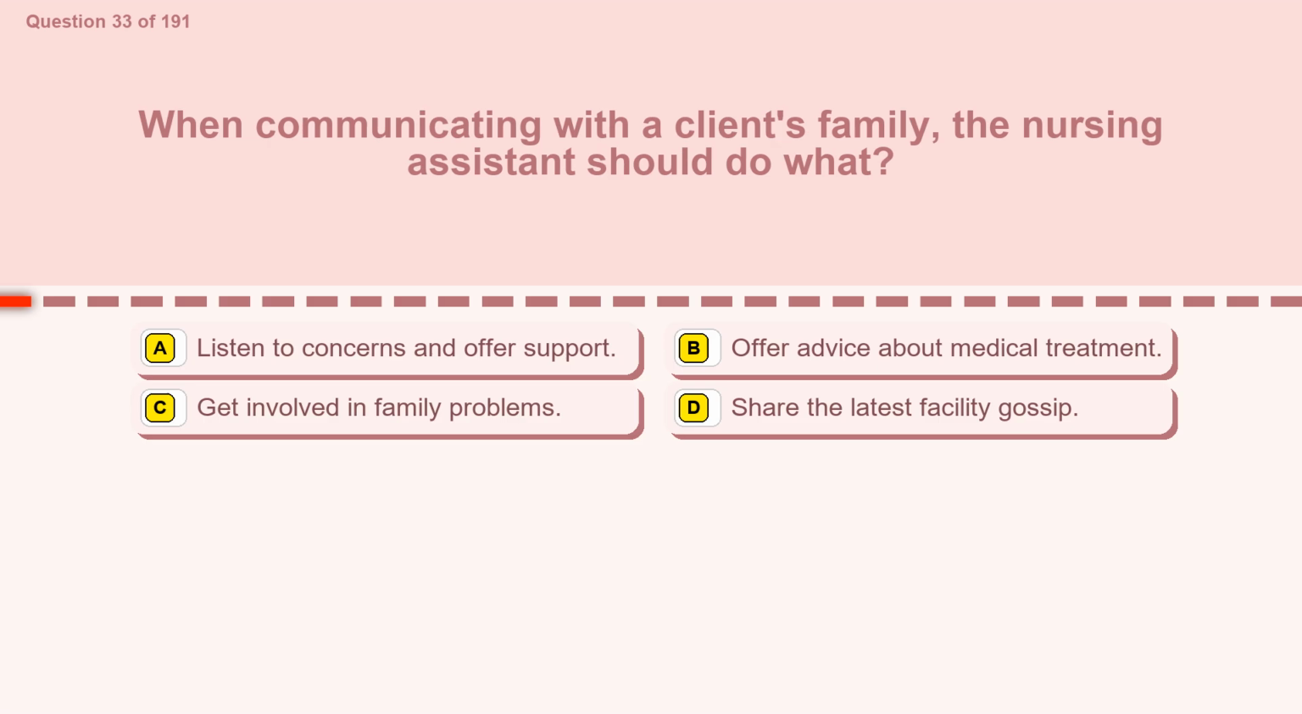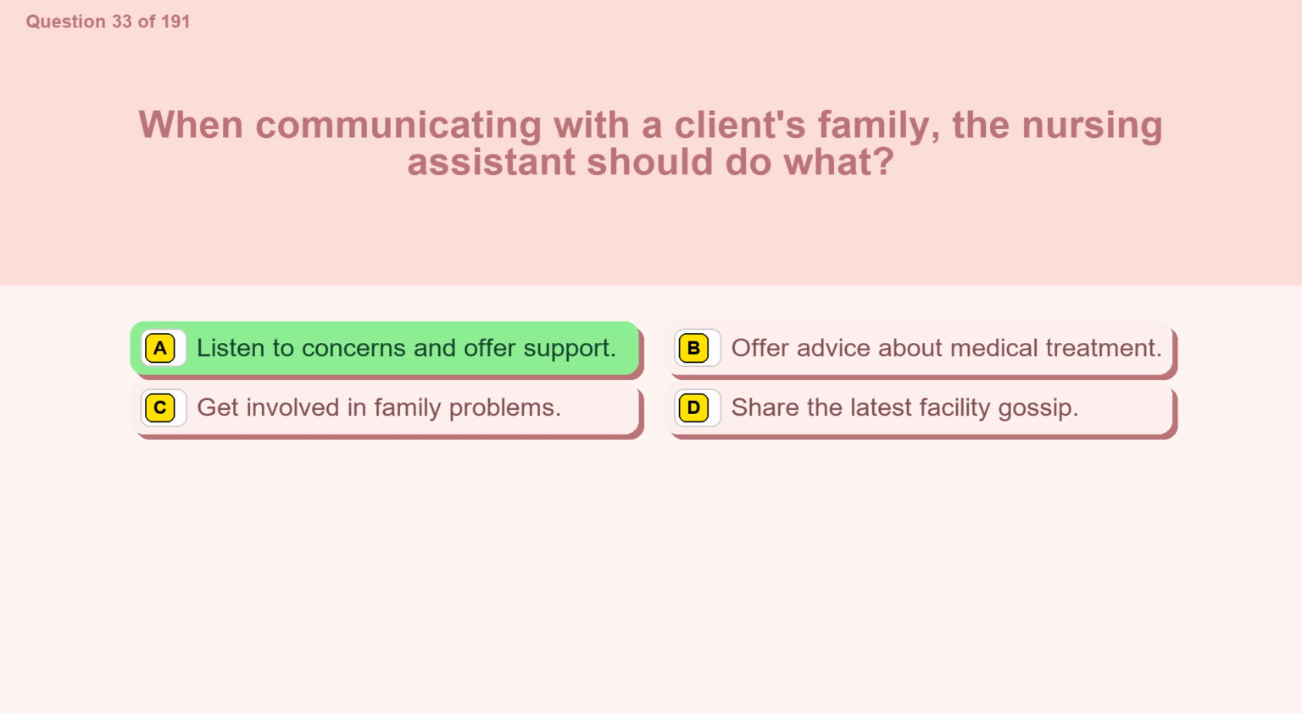Question 33. When communicating with a client's family, the nursing assistant should do what? Option A. Listen to concerns and offer support. Option B. Offer advice about medical treatment. Option C. Get involved in family problems. Option D. Share the latest facility gossip.